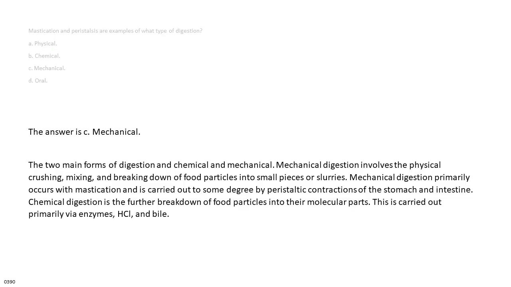The answer is C. Mechanical. The two main forms of digestion are chemical and mechanical. Mechanical digestion involves the physical crushing, mixing, and breaking down of food particles into small pieces or slurries. Mechanical digestion primarily occurs with mastication and is carried out to some degree by peristaltic contractions of the stomach and intestine. Chemical digestion is the further breakdown of food particles into their molecular parts. This is carried out primarily via enzymes, HCl, and bile.